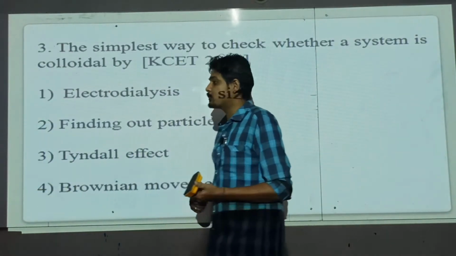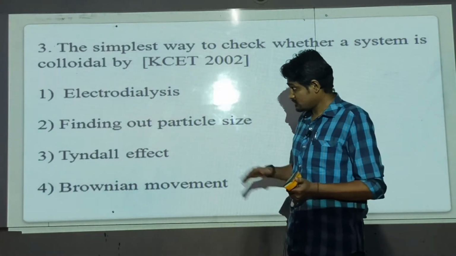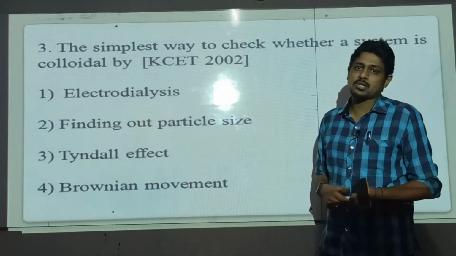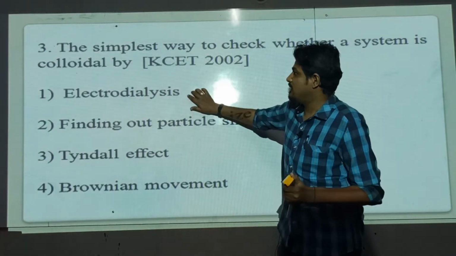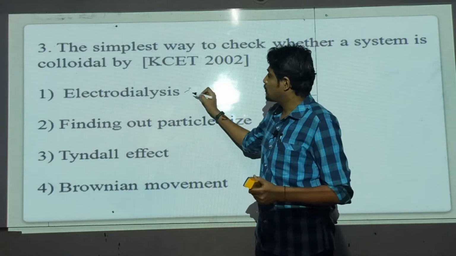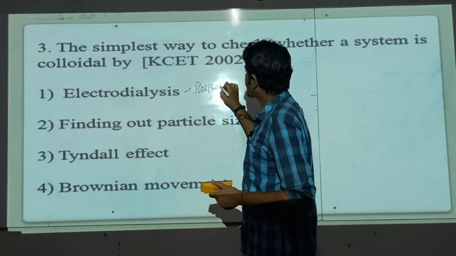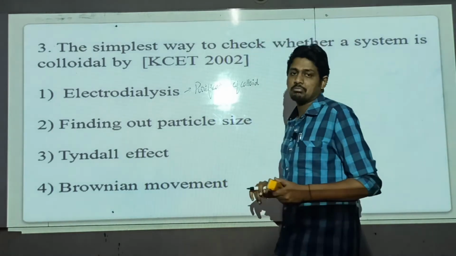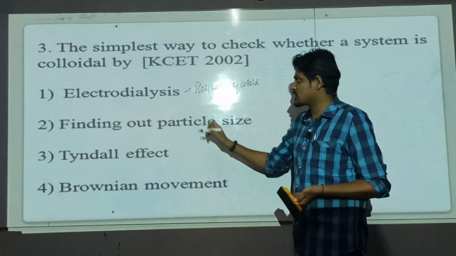Third question, the simplest way to check whether a system is colloidal. Let's look into the options. What are the options that they have given? I'll explain. The first thing is electrodialysis. We know that electrodialysis is a process for the purification of colloid. So it is not a method to check whether the given solution is a colloid or not. No, it is not the answer.